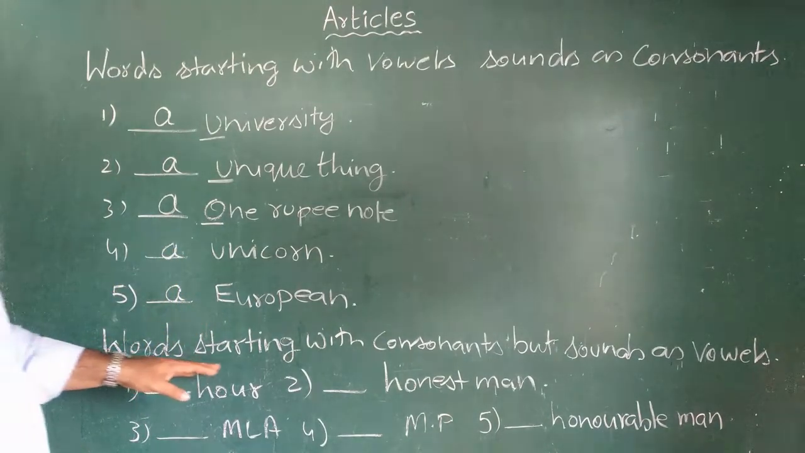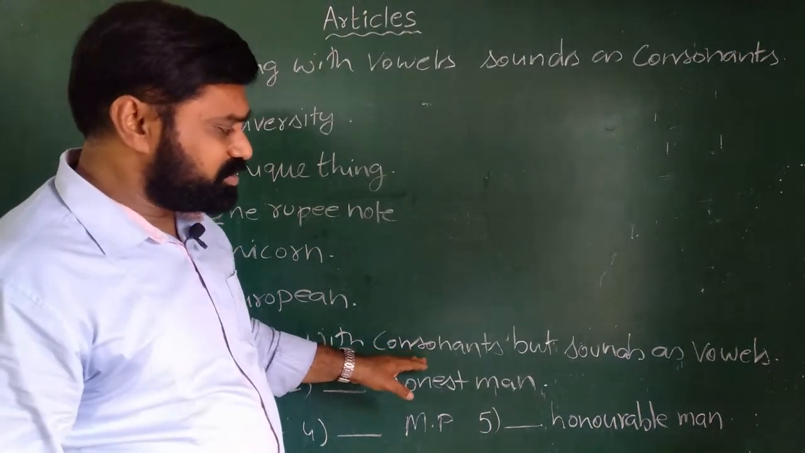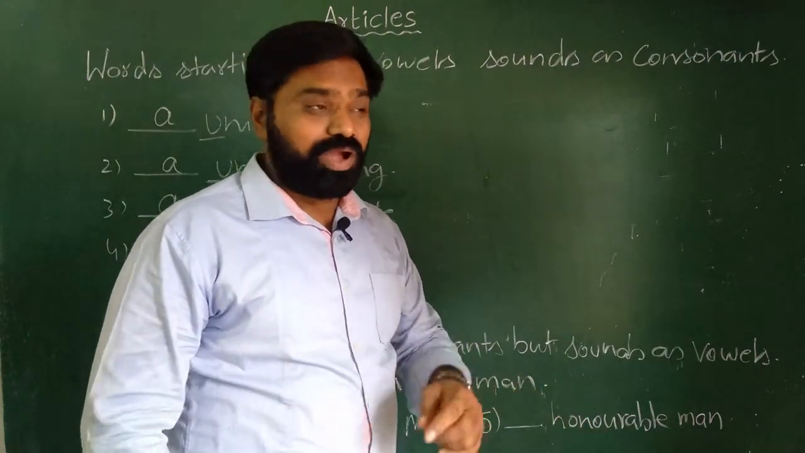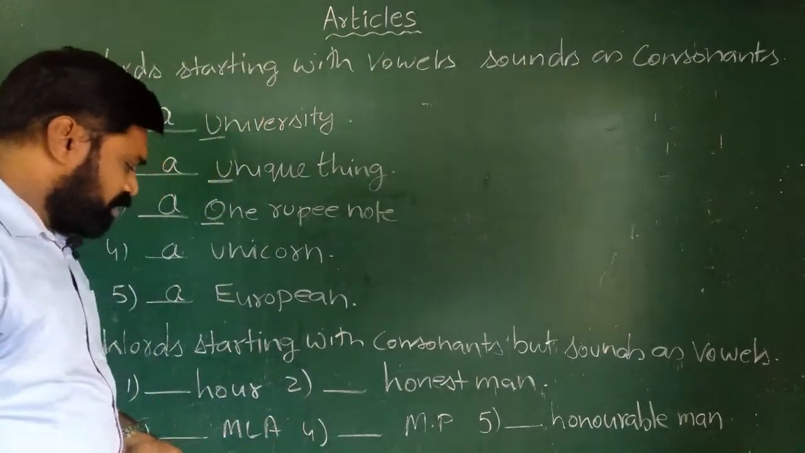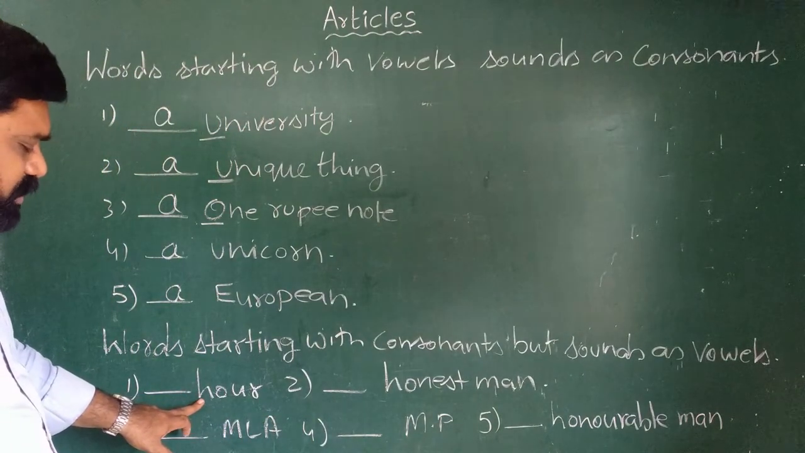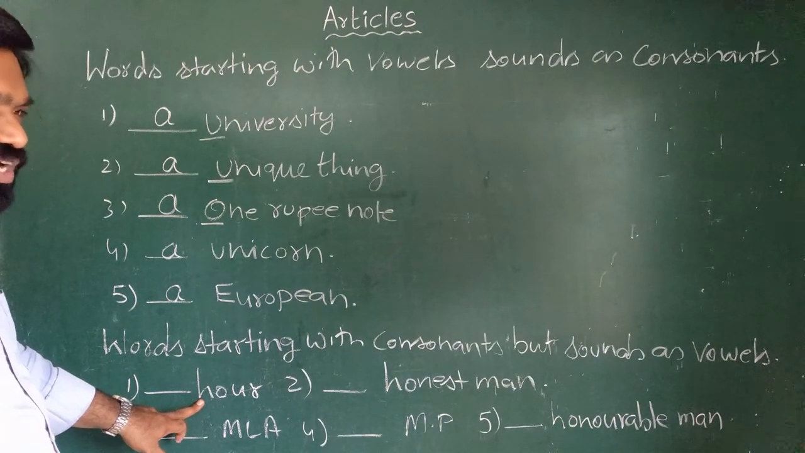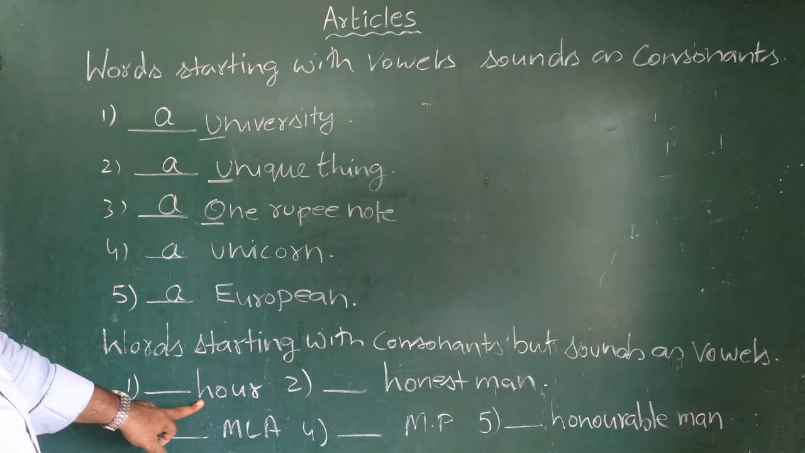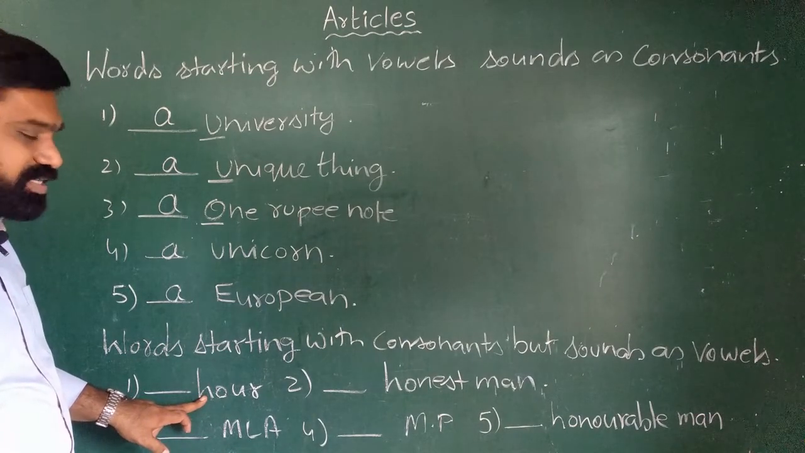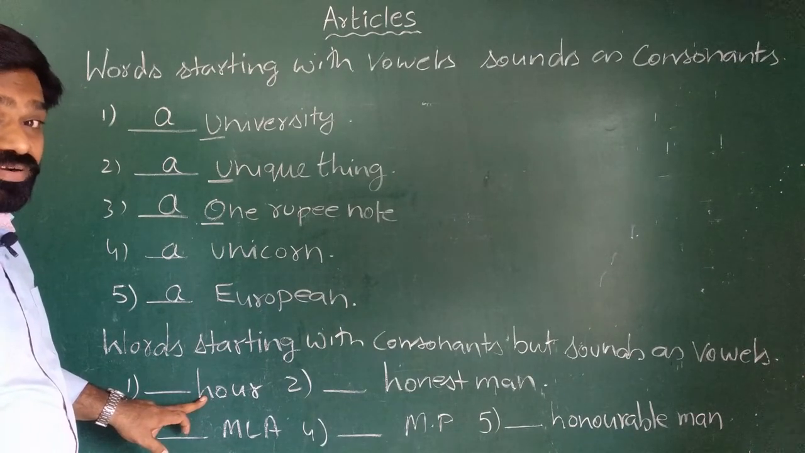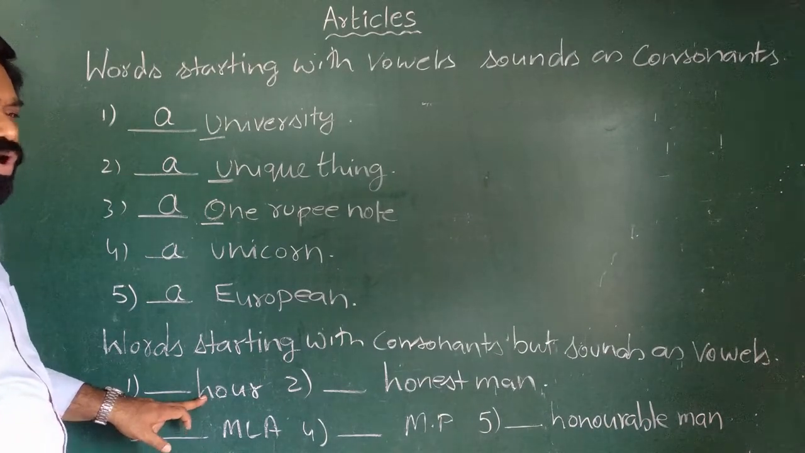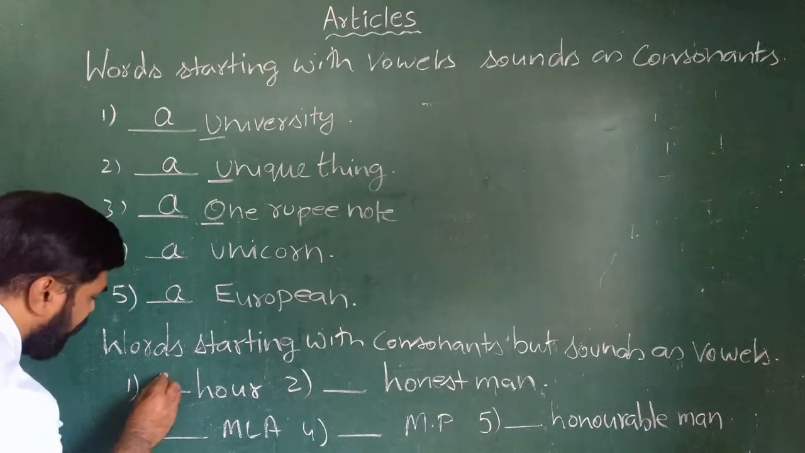Similarly, there are some words that begin with consonants but sound like vowels. Now this is the opposite case. You have to be careful here also. If you look at the first word, it is hour. Hour begins with H, which is a consonant, but in this noun H is silent, so we pronounce it as "our". So the word begins with a vowel sound, so we should write an hour.